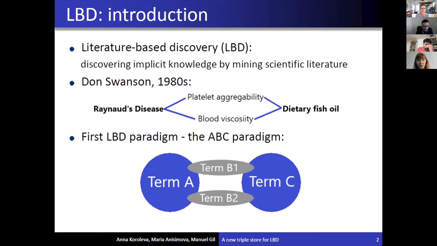So Don Swanson formulated the first LBD paradigm based on this discovery and some other discoveries he made. This paradigm is called the ABC paradigm, and it says that a term A and a term C may never occur together in the literature. But if they're connected via some B terms, intermediate terms, it can mean that there is a meaningful connection between them. Why does this matter? Discovering this kind of connection can reduce the time for drug discovery and drug repurposing.